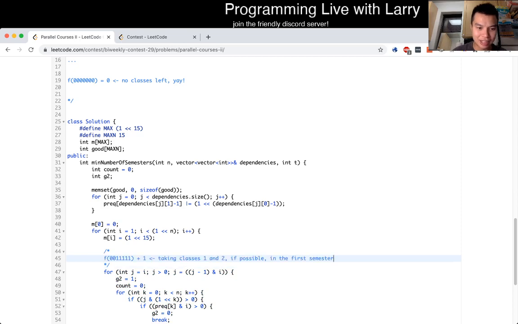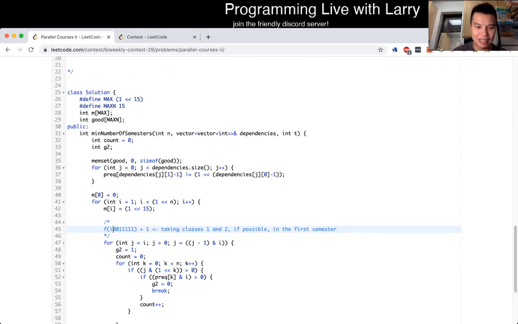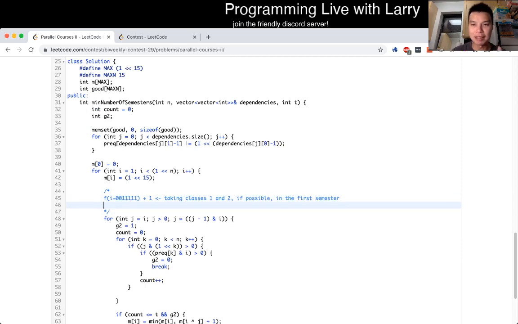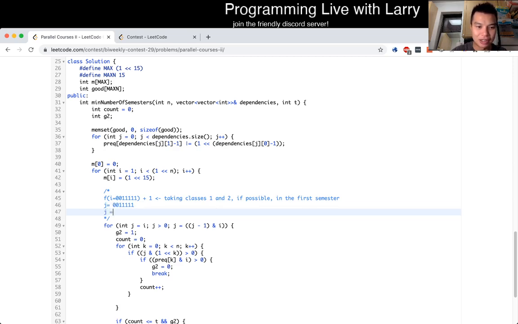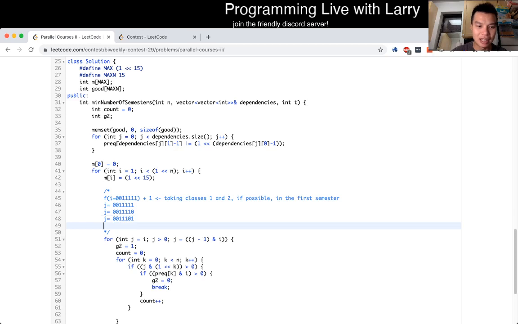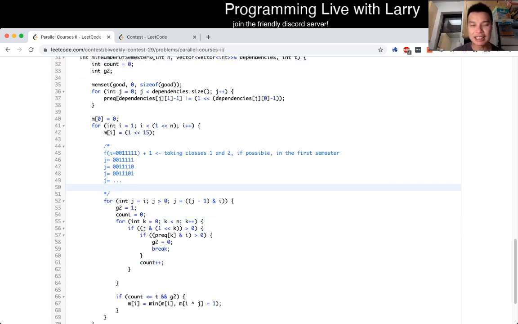I is equal to this thing. This is equal to I, and J is just, okay, J just tries every possibility that's a subset of these, meaning that it'll try J goes to 001111, and then it tries 001110. J is equal to 001101, and so forth. And it tries these, and then it just checks a couple of things.